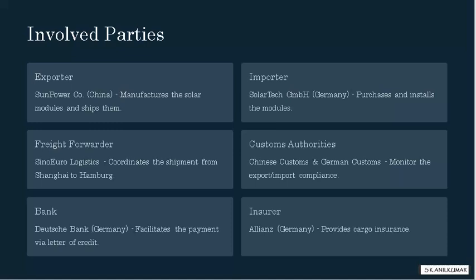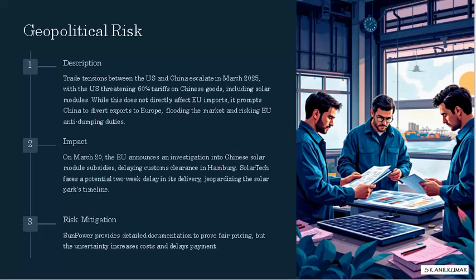The banks involved are Deutsche Bank Germany, who is the buyer's bank, who facilitates payment via letter of credit. Insurer is Allianz Germany, who is the cargo insurance provider from Europe. These are the various entities. Let us look at the various risks.